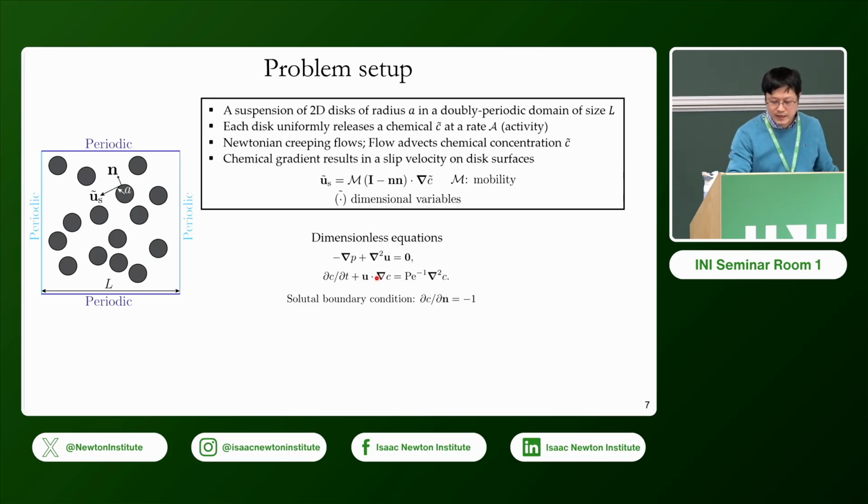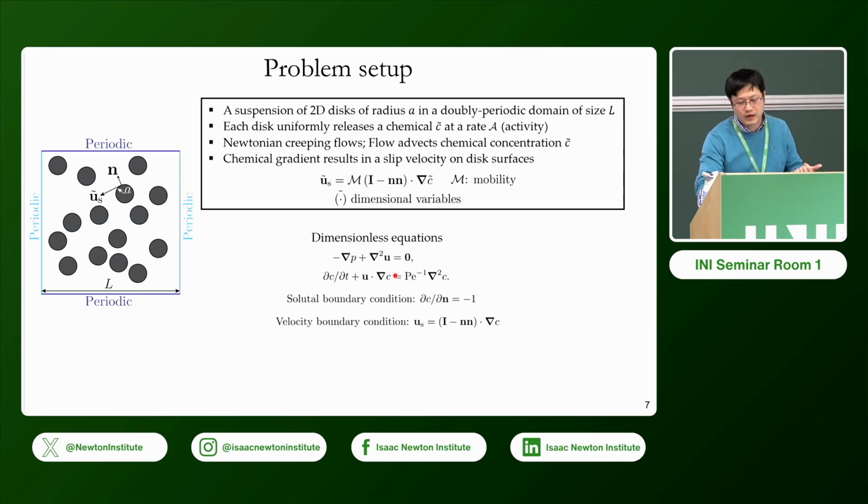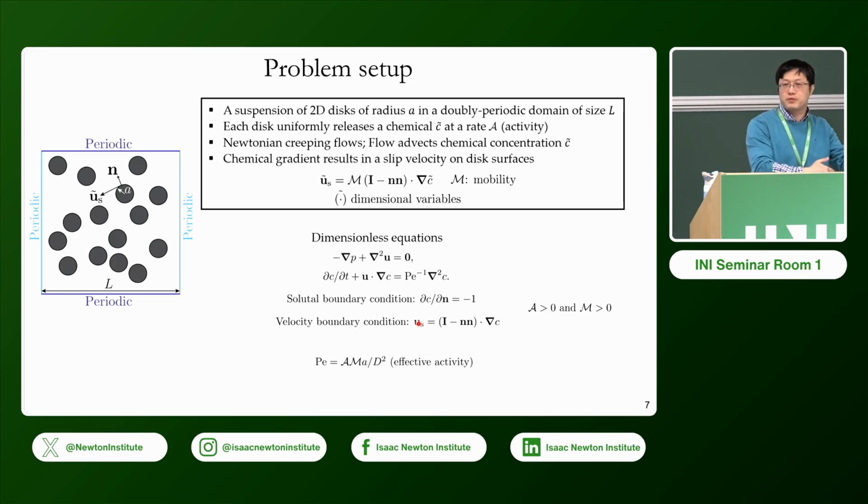So in principle, there is two-way coupling here. On one hand, the velocity advects the concentration. On the other hand, the gradient of concentration will influence the velocity on the disk. So there's a two-way coupling. On top of the classical problem, which has only one dimensionless parameter, now we have two dimensionless parameters: one is the Péclet number, the other one is the area fraction.